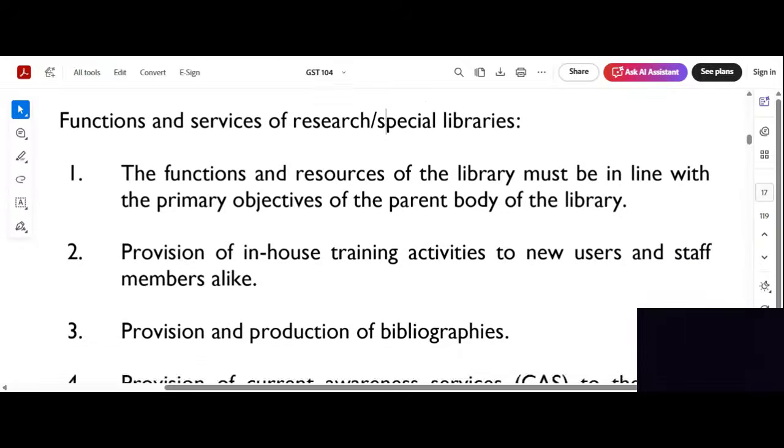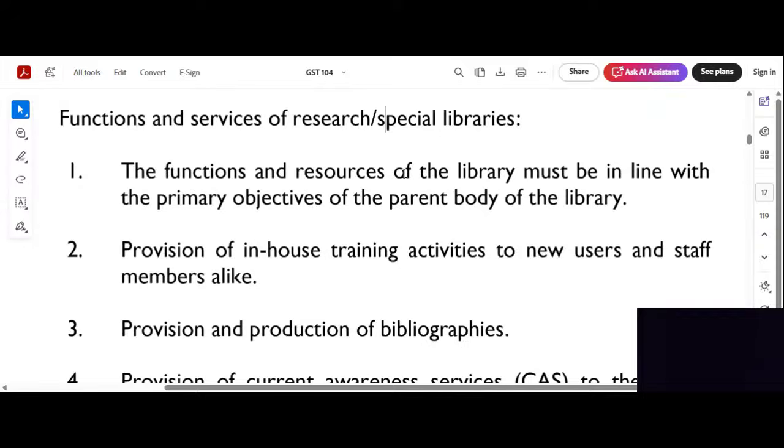Now, what are their functions? The first function of research or special libraries is that the functions and resources of the library must be in line with the primary objectives of the parent body of the library. What they are trying to say is that right from the time they want to open that library, they already have a focus, an objective, that this is what this library is going to be about, agriculture, for instance.